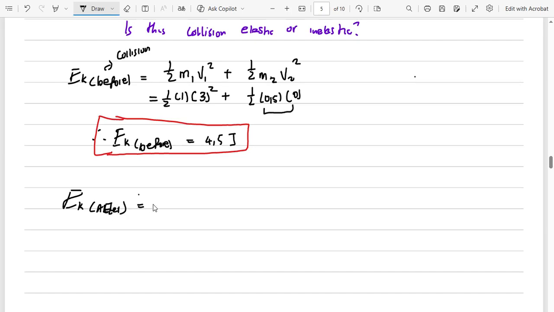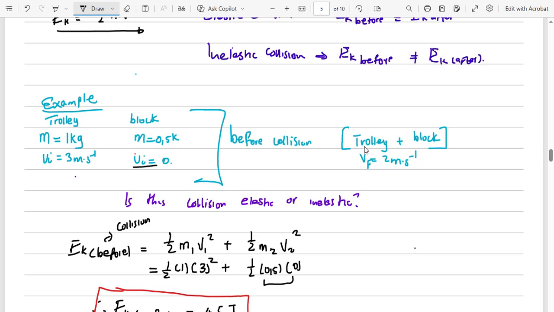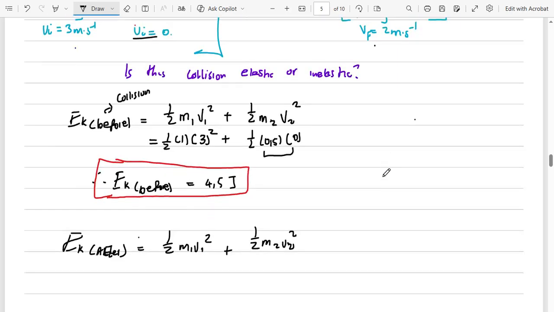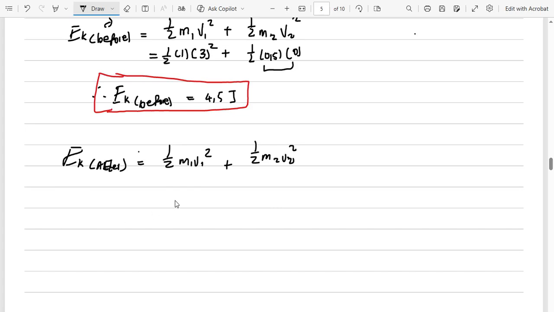And remember, after the collision, this is the mass 1 v1 squared plus the second one squared. Boom. After collision, this is what we have. This is the information, but we use the same mass again. So after collision, both of them move together, so we can definitely add their masses.